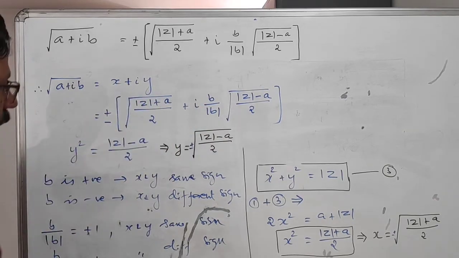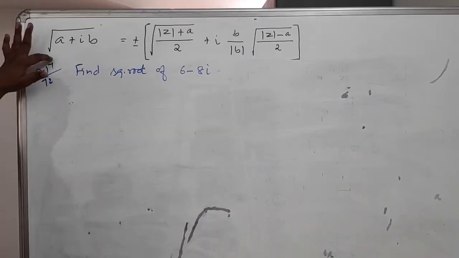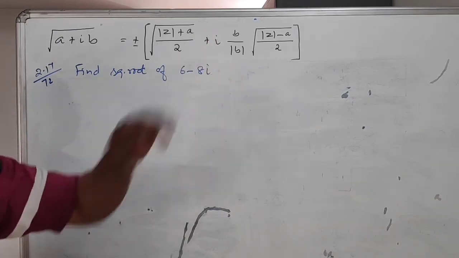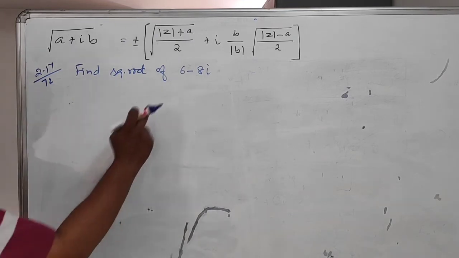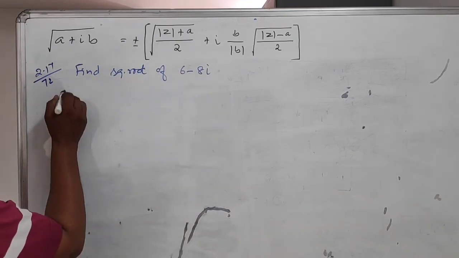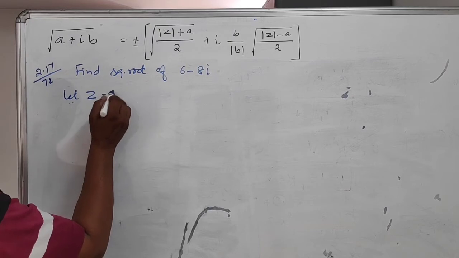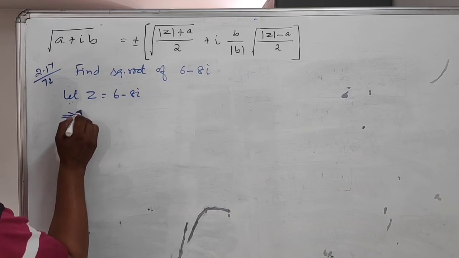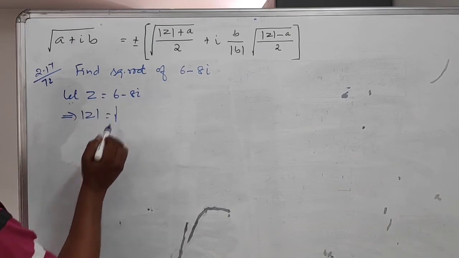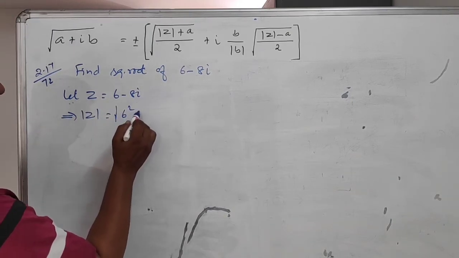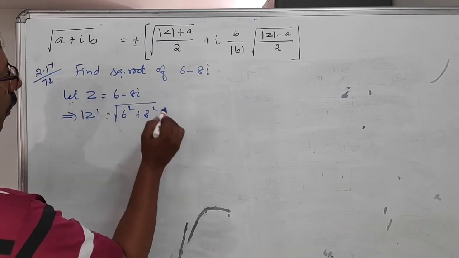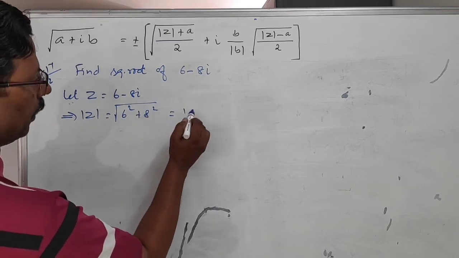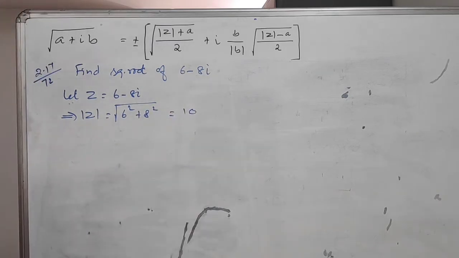Okay. Now, number 17 given on page number 2. Find the square root of this complex number 6 minus 8i. Now we can consider this as Z. Let z is equal to 6 minus 8i. Then what is its modulus? Modulus z is equal to root of real part square plus imaginary part square, which is equal to root of 36 plus 64, that is 100, root 100 equals 10. Therefore, modulus z equals 10.